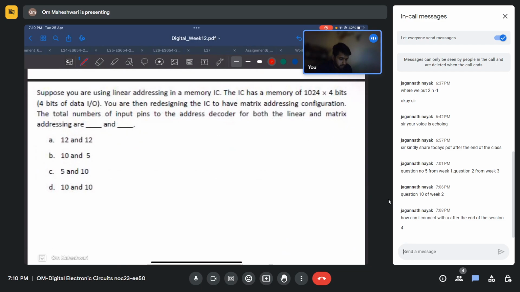Suppose you are using linear addressing in memory, it has these many bits. You are reading and also matrix addressing memory, total number of input pins that is decoded by both linear and matrix addressing are. Okay, so for linear addressing, number of input to be decoded is log 2 of 1024, that is 10.